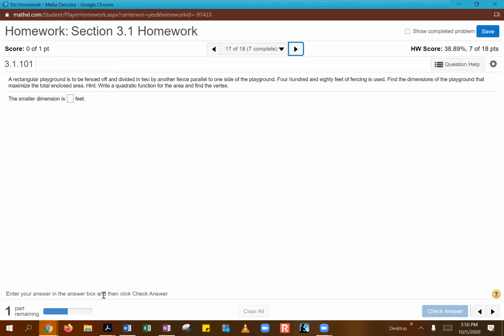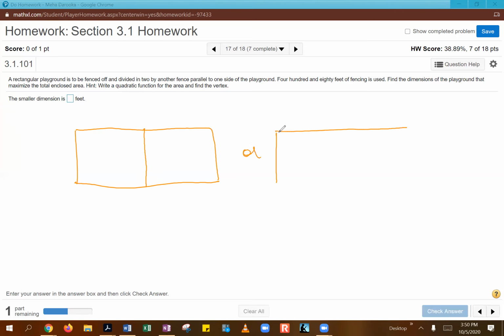This one here, I would also like you to try at least once to work on your own. So they're telling us a rectangular playground is to be fenced off, which means they're going to be putting a fence all around that rectangular playground. And then they're saying it's going to be divided into two by another fence, which will be parallel to one side. So you can have the fence along the width, which will separate it this way, or you may even have the playground being divided equally lengthwise.